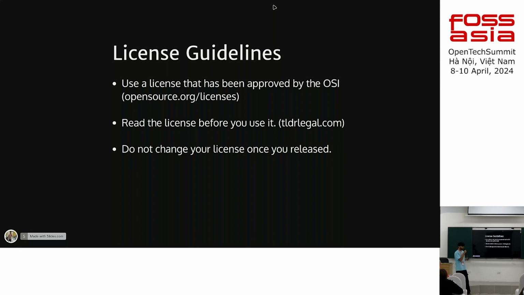Now, finally, I can't choose the license for your project, but I can definitely tell you the guidelines that you can follow to select the right license for your open source project. First and foremost, use a license approved by OSI, the Open Source Initiative. Second, read the license before you use it.